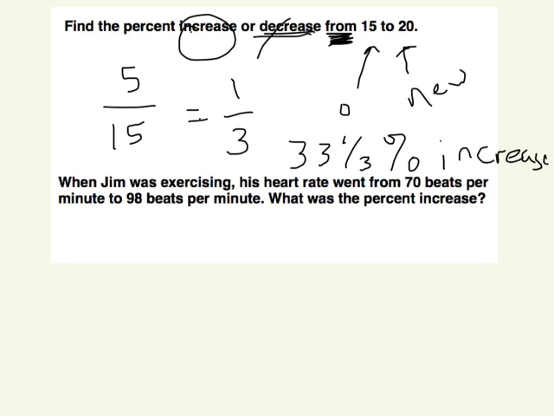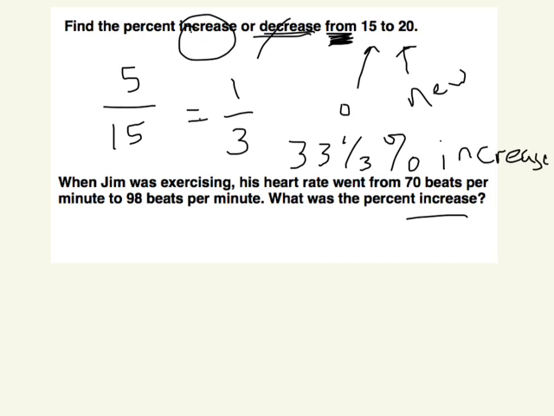When Jim was exercising, his heart rate went from 70 beats per minute to 98 beats per minute. What was the percent increase? So first of all, we already know it's an increase. So all we have to do is calculate the percent.